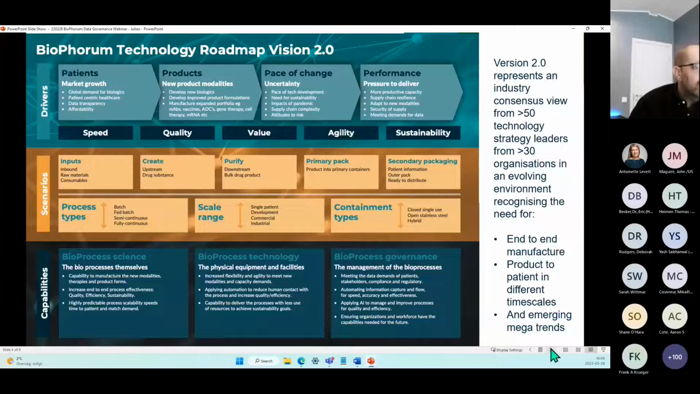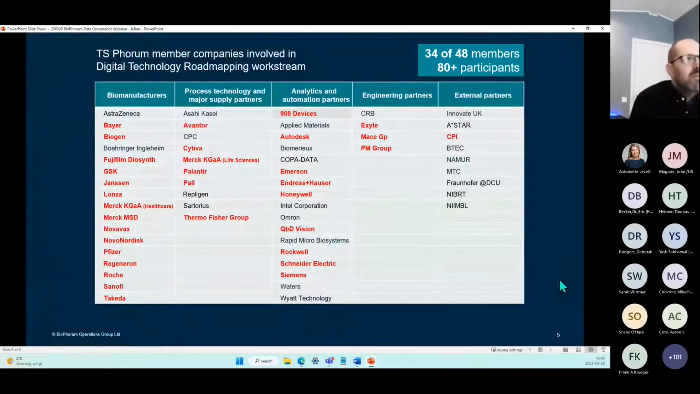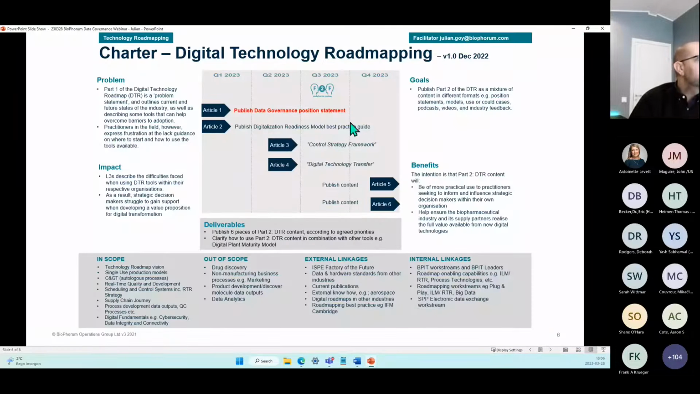You might ask who gets involved to make that roadmap. There are about 48 members of the TS forum at the moment, both biomanufacturers and various categories of supply partner. I did a little digging, and 34 of those 48 companies have taken an active part in this work stream over the last year or two. And you'll see on the next slide that the data governance piece is only a part of what the digital technology roadmapping work stream is currently up to.